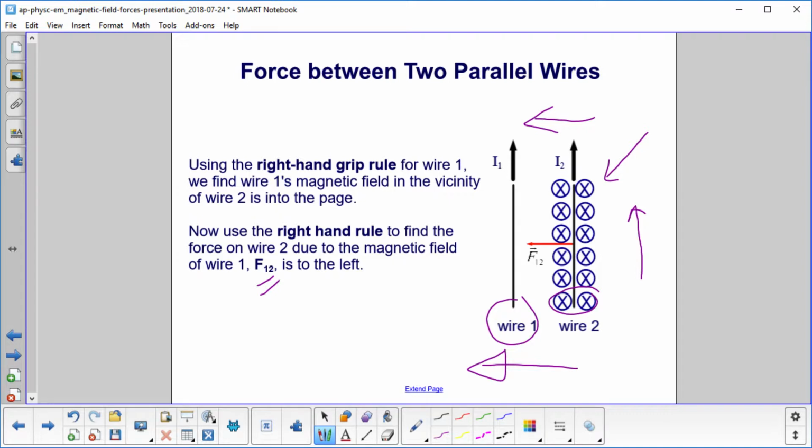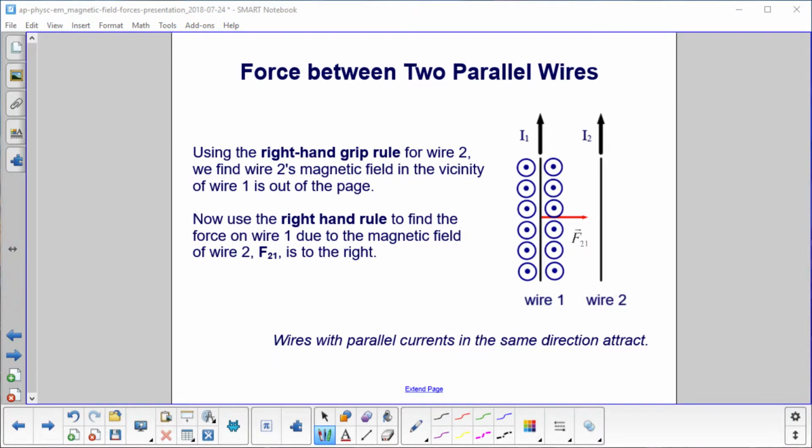Let's check out what the force on wire 1 is, just to make sure that it looks like they're going to attract. Let's check that out on the next slide. Same process. We start with the right hand grip rule for wire 2, put our thumb in a direction, and curl our fingers. When I'm on the other side of wire 2, my fingers point out of the page. So wire 1 is in a magnetic field that is pointing out of the page.